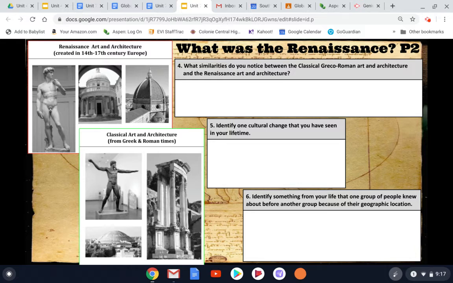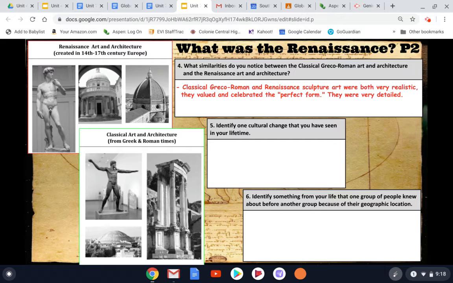All right, so for question 4, what similarities do we notice when we compare the Greco-Roman art and architecture to Renaissance art and architecture? The first thing that I see is when I look at the Greco-Roman and Renaissance sculpture art, these figures here, they're both very realistic. They valued and celebrated the perfect form of the human form.